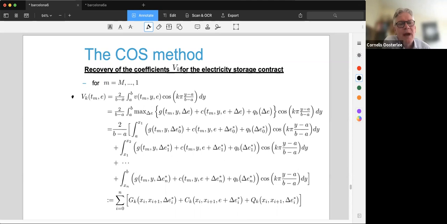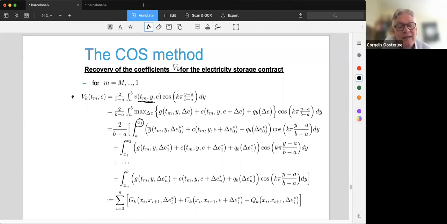2 over b minus a, the integral from a to b of v. And v was the maximum over delta E of exercising, of doing something with delta E units, continuing with E plus delta E units, and the internal penalty. And now we look for all these delta E's. These are many delta E's. We can release 2 units, we can have 3 units, 4 units, whatever stays within our limitations. And for each of those, we look at the maximum value.